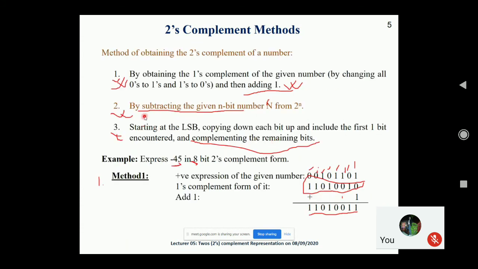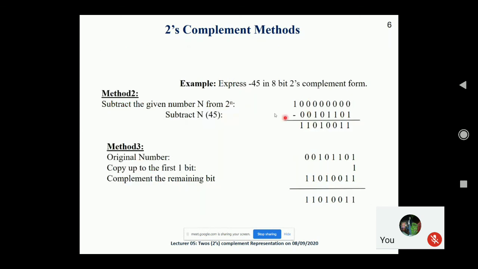The second method is subtracting the given n-bit number, capital N, from 2 to the power n. Now, the same example we are applying with method 2. See here, subtracting the given N from 2 to the power n. So what happened?